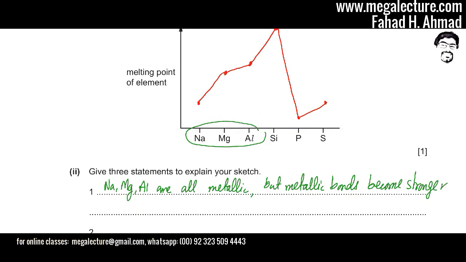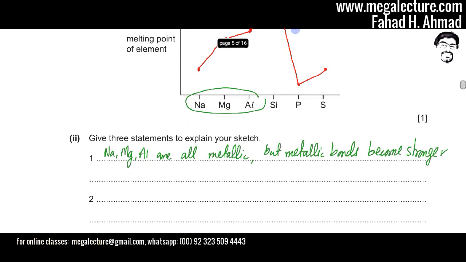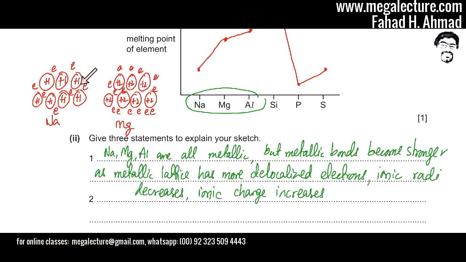The reason is that Na, Mg, and Al are all metallic. But metallic bonds are going to become stronger as you move from Na to Mg to Al. And the reason for the stronger metallic bonds is that you're going to have more delocalized electrons. I've drawn two sketches to compare Na and Mg. You can see that Na is in group 1, so its ions are going to have a charge of +1. It's only going to lose 1 electron.